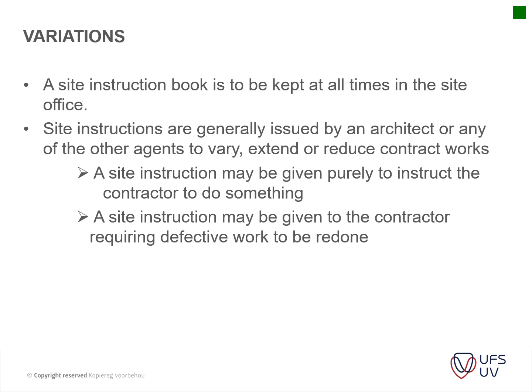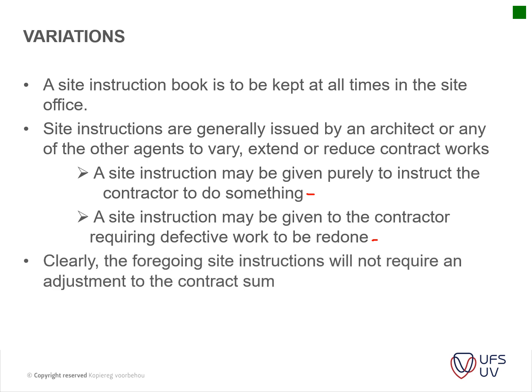Site instructions are generally used by the architect or any other of the agents and may vary. They extend or reduce contract works. A site instruction may be given purely to instruct the contractor to do something that he's supposed to do anyway, like for instance housekeeping, keeping the site nice and clean. And then site instructions may be given to the contractor to address defective work. For instance, if he builds a wall skew, he will be instructed to break it down and rebuild it, which will not constitute a variation order.